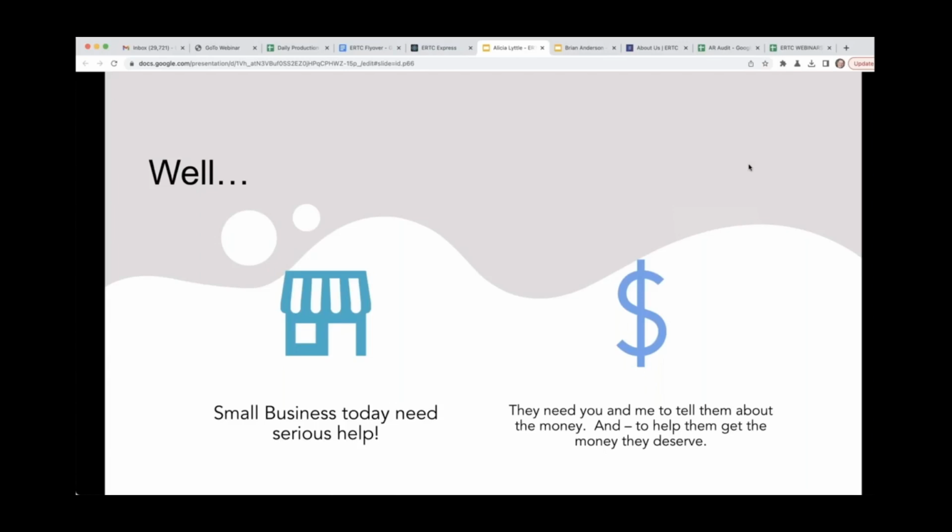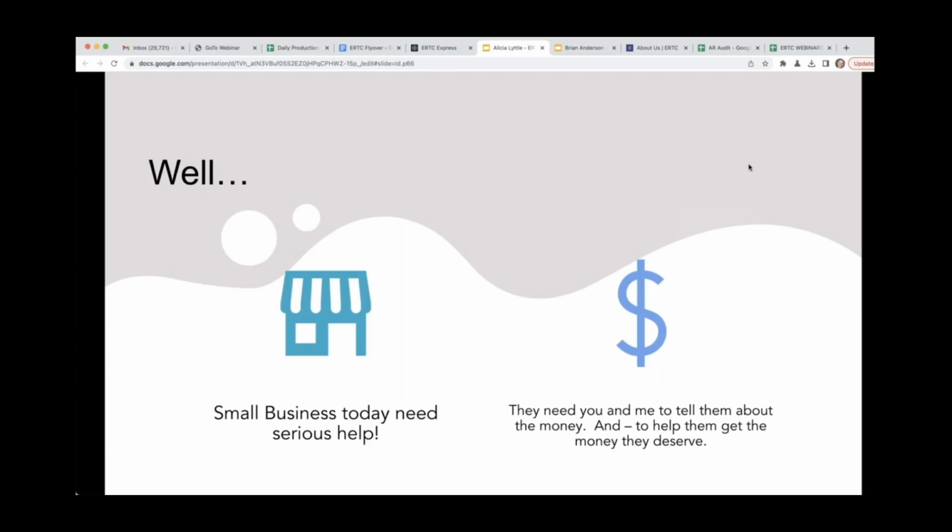They need help. So the net is, how does this help us? They need you and me, Stephanie, Lori, Jackie, all of you, right? To help connect them with this free money, to help them, one, figure out, are they eligible? And two, how they can go after it.